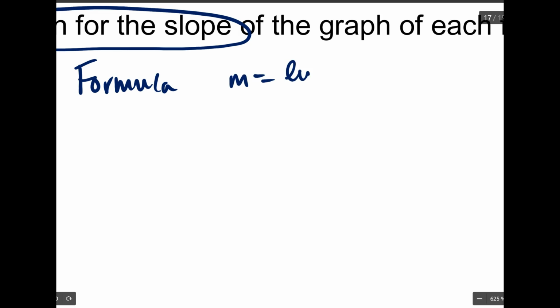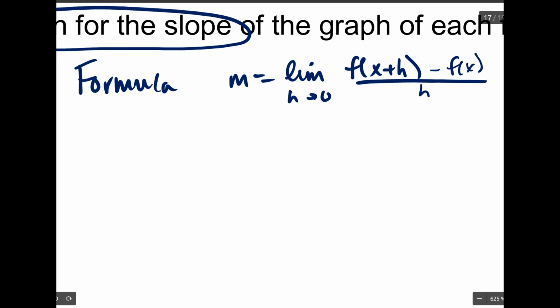So the first thing I'm going to start with is, what's the first step? Like the last two examples, we write the formula. M equals the limit as h goes to 0 of f of x plus h minus f of x, all over h. Okay, I have the formula.